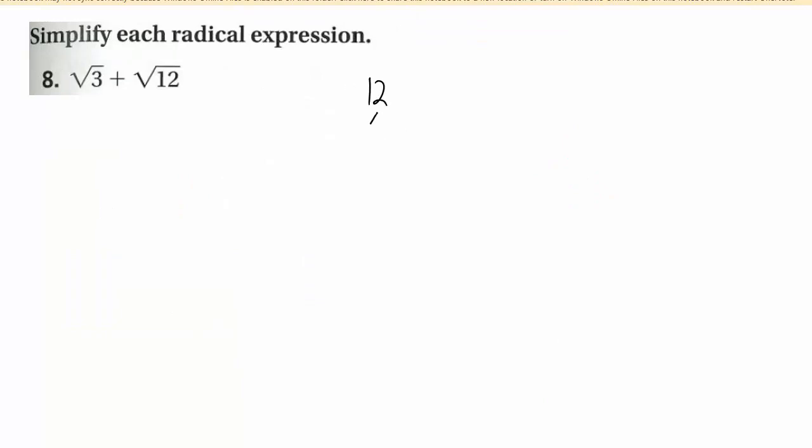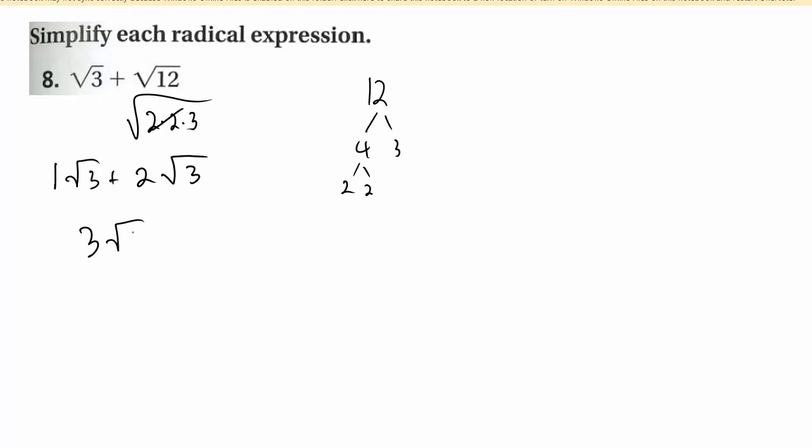For number eight, we're just simplifying radical expressions. The square root of 3 is already simplified. You can't reduce that anymore, but the square root of 12 you can reduce into 2 square root of 3. By prime factoring, there's a perfect square that's a factor of it. Either way, you combine the coefficients, and you get 3 square root of 3 as your answer.